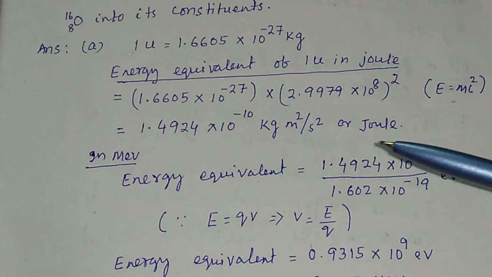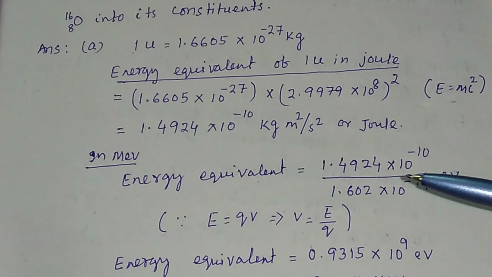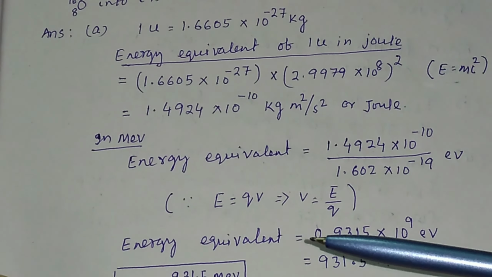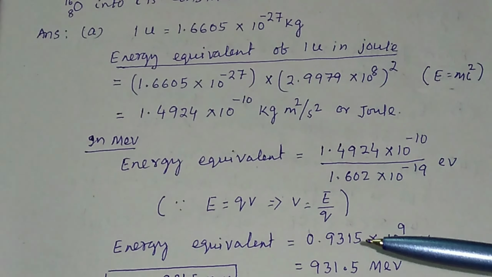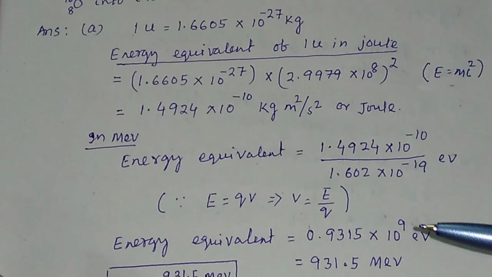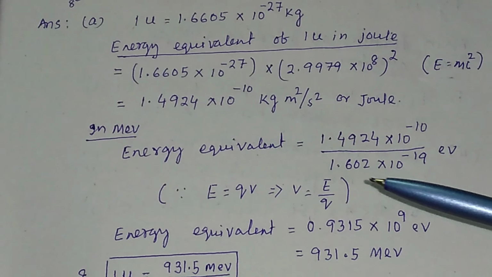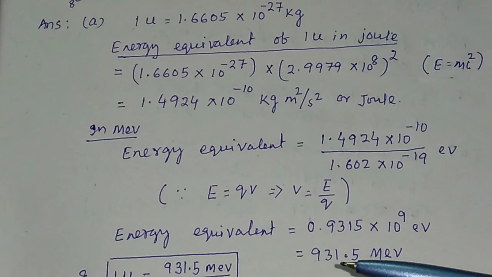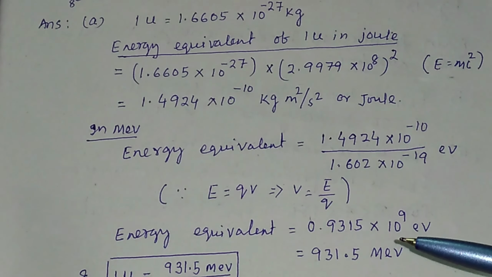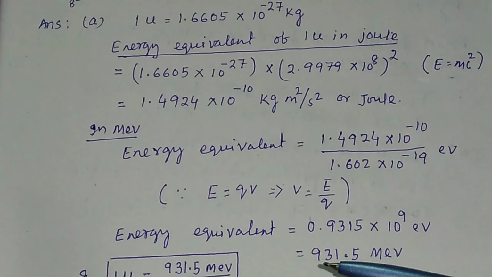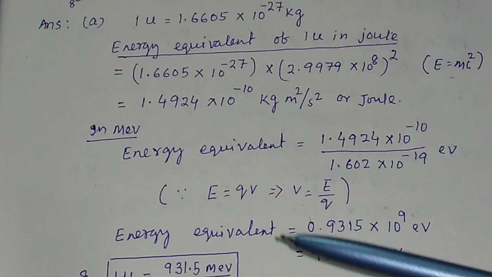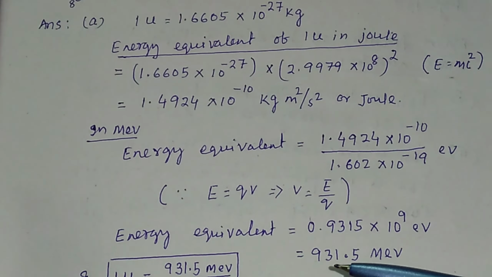So energy is equal to this much and charge is equal to this much. If you divide it, its energy equivalent will be equal to 0.9315 into 10 to the power 9 electron volt. If you convert this into mega electron volt, it will be equal to 931.5 mega electron volt. You have to remember this unit. That is, the energy equivalent of 1 atomic mass unit in MeV is equal to 931.5 MeV.